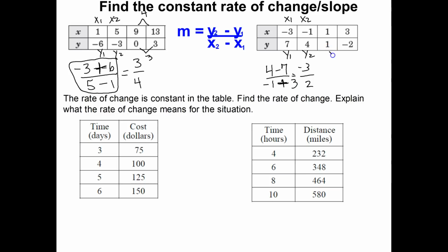Watch this. How does 1 become negative 2? Well, you subtract 3. How does 1 become 3? You add 2. What's the slope of this line? Negative 3 over 2.